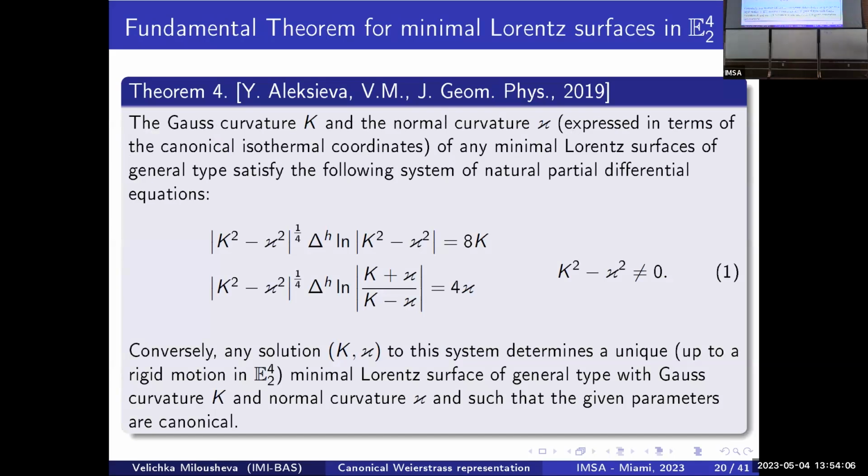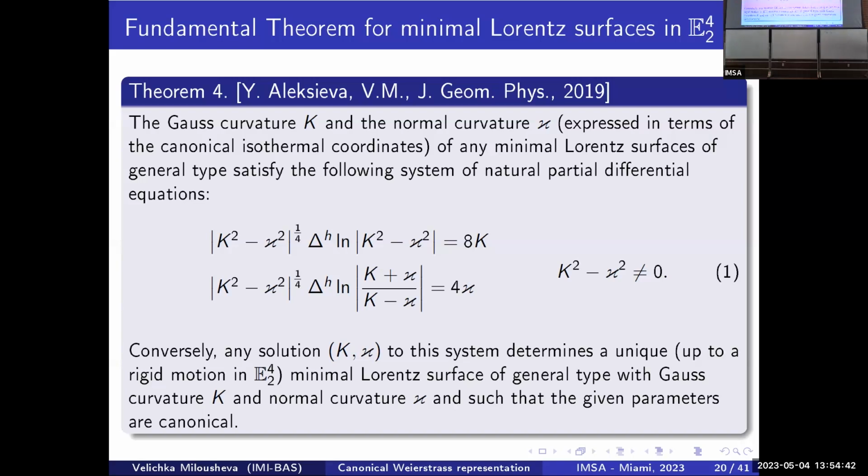So this is the background system of partial differential equations describing this class of surfaces. Any solution to this system determines a unique minimal Lorentz surface of general type with Gauss curvature K and normal curvature kappa, and the parameterization is canonical. If we have a solution of this system, these parameters of K and kappa are the canonical parameters of the surface.